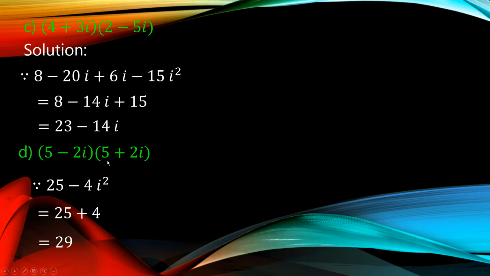Then the product of the two complex numbers equals a real number. Here, this rule says 5 minus 2i times 5 plus 2i equals the square of the first plus the square of the coefficient of the imaginary part. 25 plus 4 equals 29.